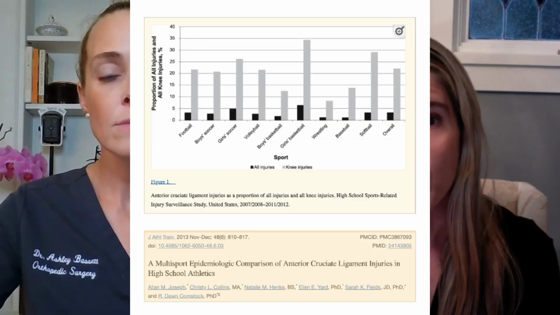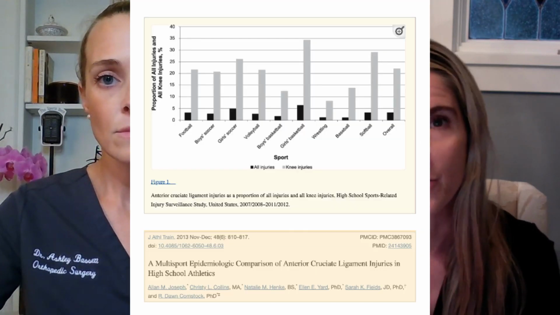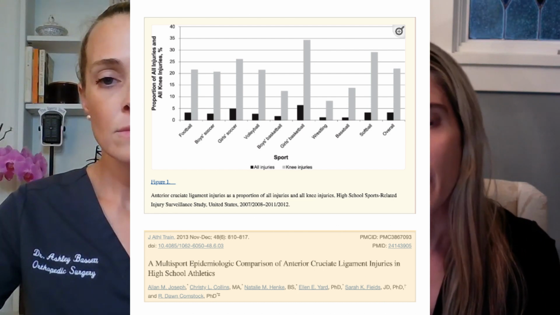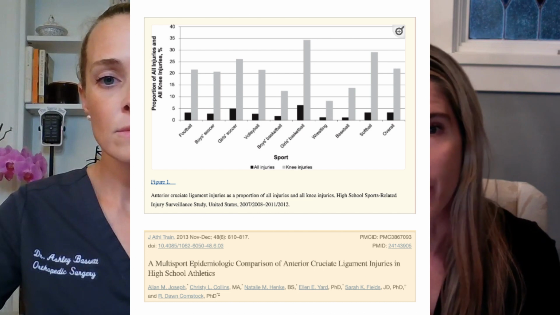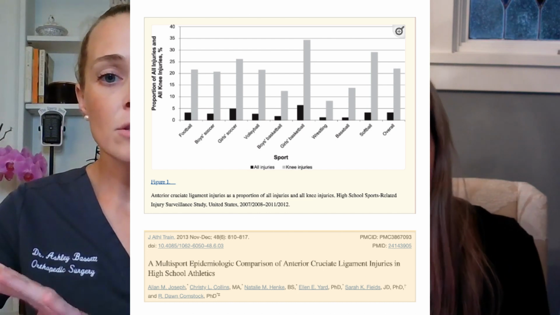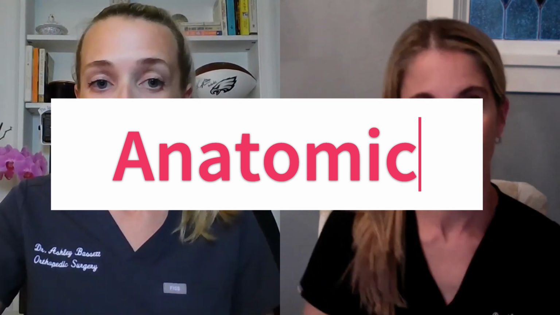But there are many other risk factors for us to discuss today, some of which are modifiable, and you can do that through ACL prevention programs. We'll chat more about that later. And others are unfortunately just non-modifiable. So we're going to break all those down together. Awesome. So let's start with the discussion of the non-modifiable risk factors. I think they can be grouped into anatomic, genetic, and hormonal. So let's start with anatomic.